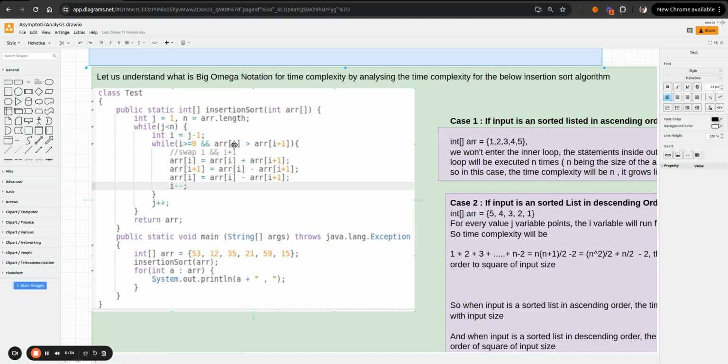Then, for all the elements to the left in the array, we take pairs of consecutive elements. If the left side value of the pair is greater than the right side value, then we enter this loop and do the swapping to do the sorting. If not, we won't enter this. So let me give a quick example.